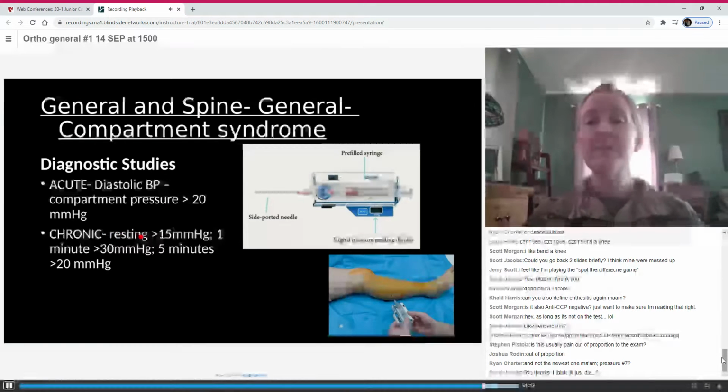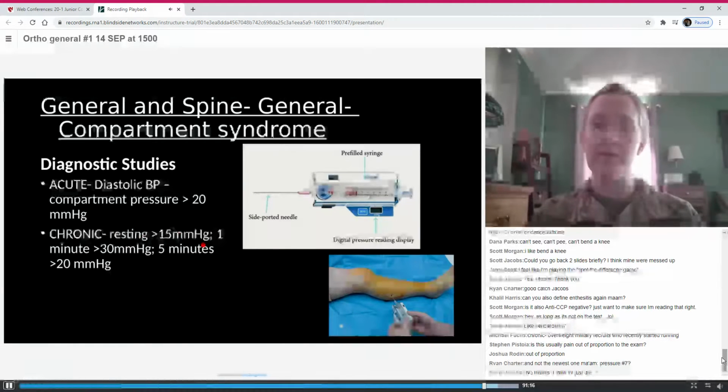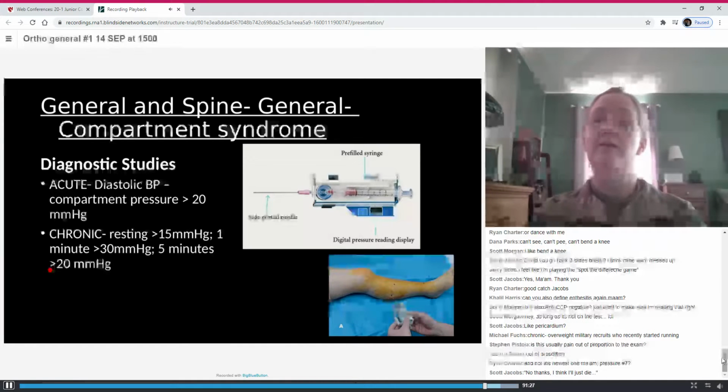Okay, in terms of definitions. So if their compartment pressure at rest before they've done anything is more than 15 millimeters of mercury, that's diagnostic. Same thing with greater than 30 millimeters of mercury 1 minute after testing, and 20 millimeters of mercury 5 minutes after testing. So these are testable principles, because you'll see that in clinic.